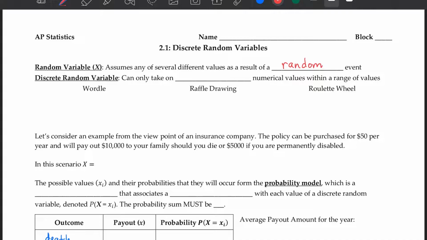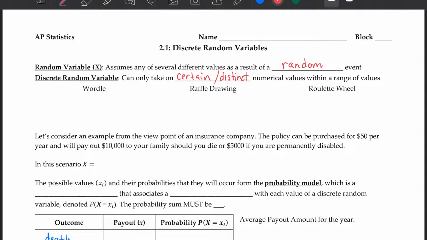For a discrete random variable, there's two different types of random variables we'll start our unit with here: discrete versus continuous, which you might remember from algebra. A discrete variable is a variable that can only take on certain or distinct values. We're dealing with numerical values here, but it only takes on certain values. It can't just take on anything in a range. It's only some of the numbers in a range.